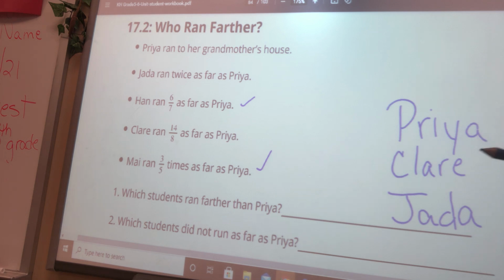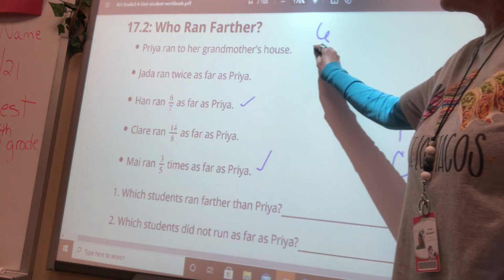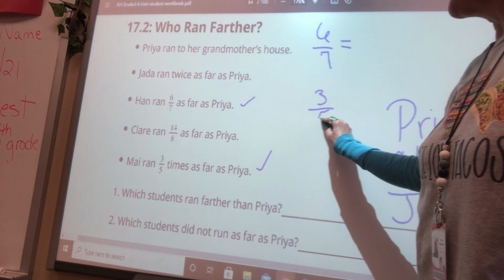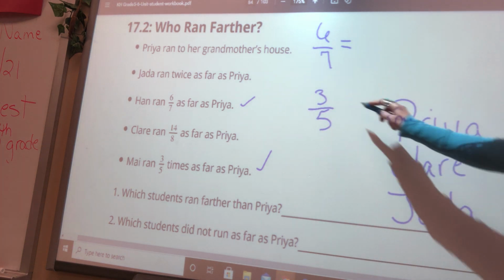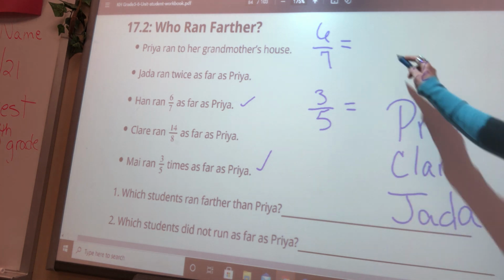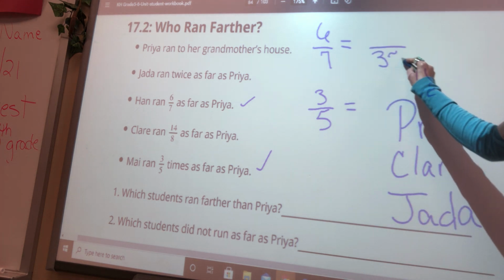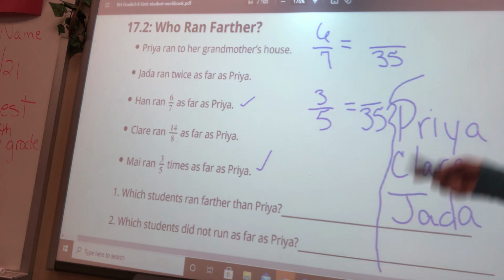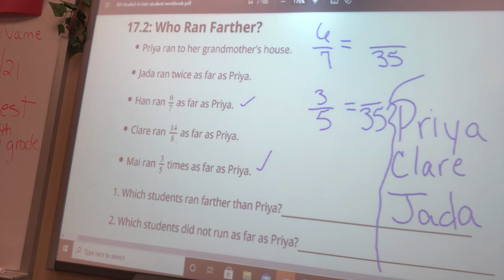What can we do? What do we do when we compare fractions? You have to have common denominators. Find a common denominator. Well, we can multiply. What's a common denominator of 7 and 5? 35. Because 7 times 5. You said 7 and 5. Yeah.